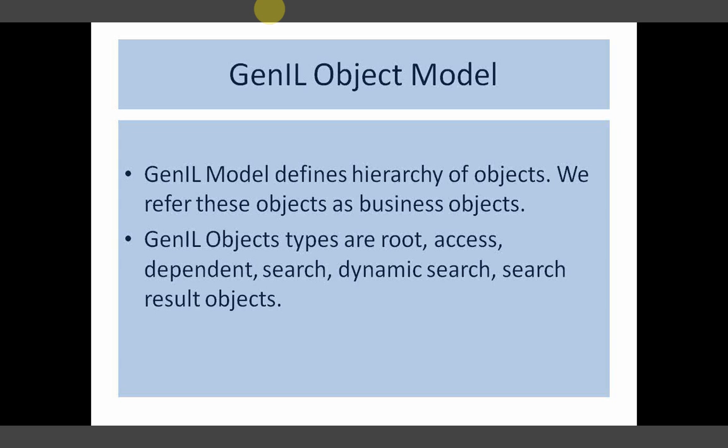By the name, root means it's an entry point for fetching the data. As I told you, the dedicated class will fetch the data from the API and will throw it to the Genil object. The Genil object model has the data, so there should be an entry point for fetching the data. The entry point is a root object here. This is the access object, similar to the root object, but there is a restriction.